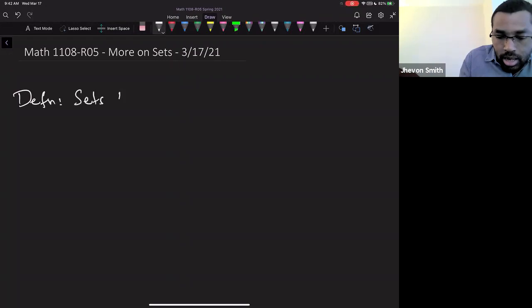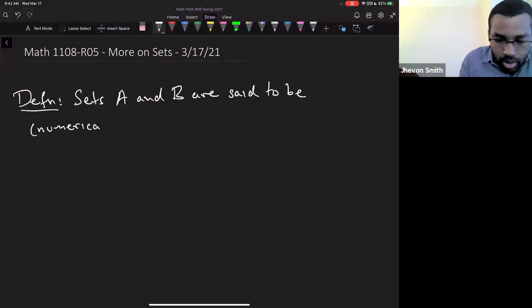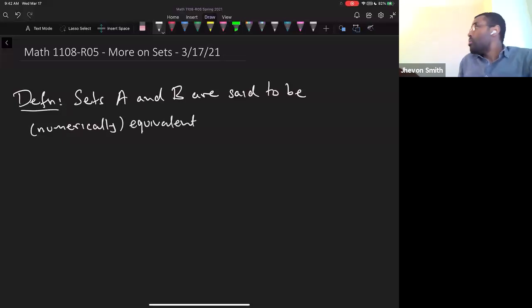Sets A and B are said to be numerically equivalent. Now, in text, we often would leave off the word numerically, but usually if you're speaking to someone, you would say numerically. That's because equivalence and equal, people often mix that up in their heads. They often say one when they mean the other. To be equivalent and to be equal are not the same thing. So sometimes we emphasize this by saying the word numerically in front of it.